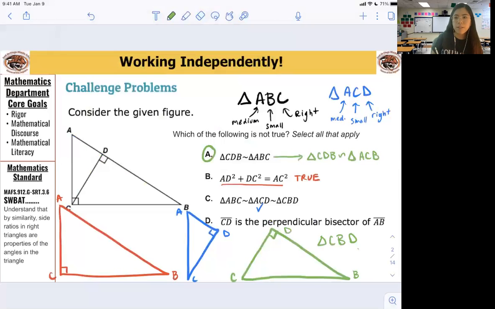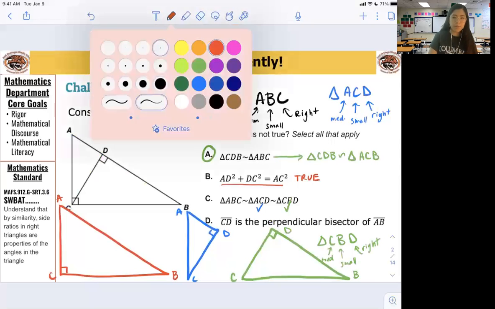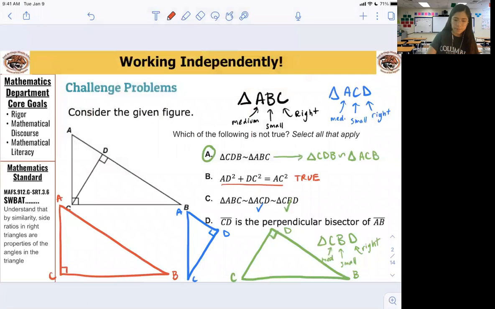Which one's the right angle? D. Which one's the smallest angle? B. And then the medium angle. So they did write it in the same order for all three. So this is true. So am I circling it? No. Questions on that one?